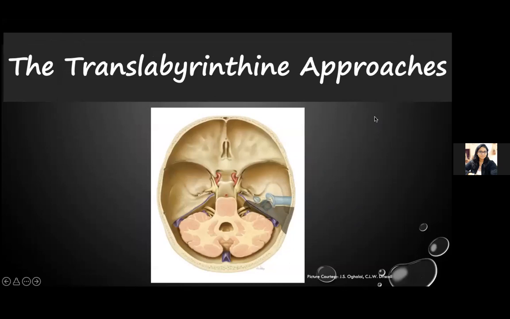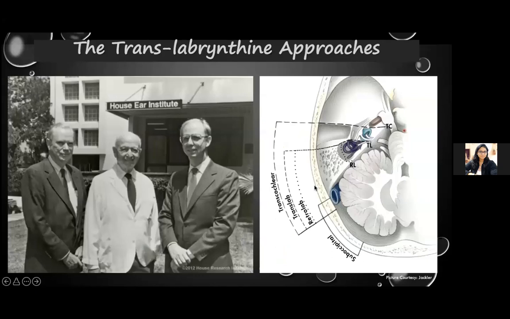Now we will be discussing in detail the translabyrinthine approach. What is shown in dark color is the translabyrinthine approach. We can see the external auditory canal, and here we have the internal auditory canal, and we can see the labyrinth is sacrificed, whereas the cochlea is preserved. If it goes through the cochlea, it becomes a transcochlear approach, which we'll see in later classes. Now the picture shows Dr. William F. House. He is known as the pioneer in cochlear implant surgeries.